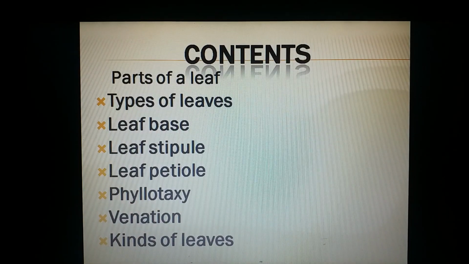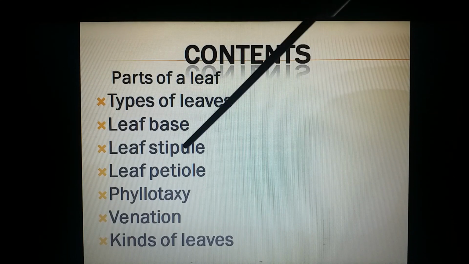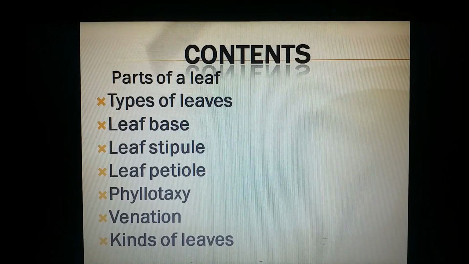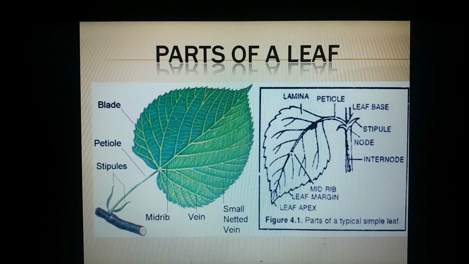In this session, we are dealing with the parts of a typical leaf, the types of leaves, leaf base, leaf stipule, leaf petiole, phyllotaxy, venation, and kinds of leaves. These are all the things which we are going to deal with.